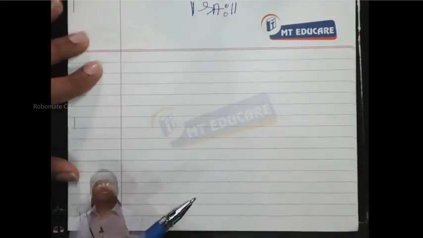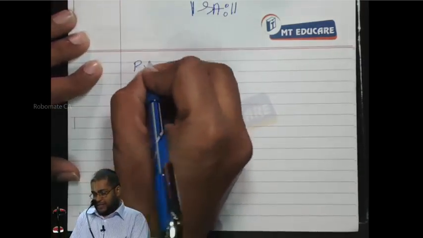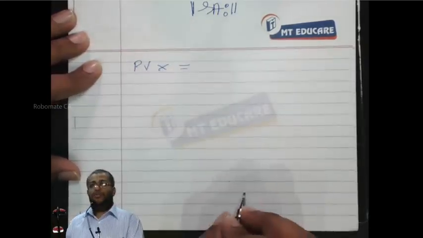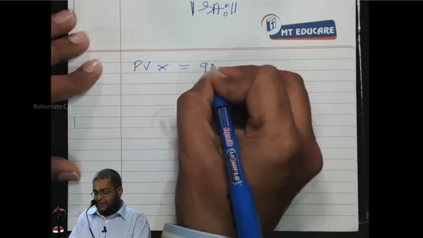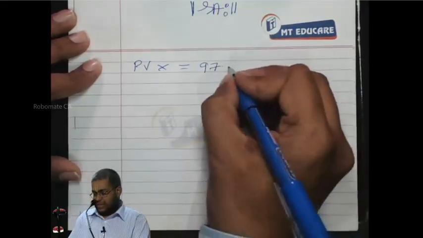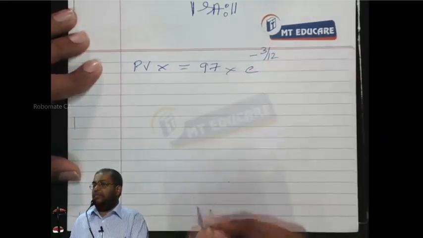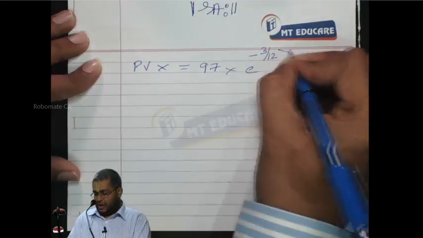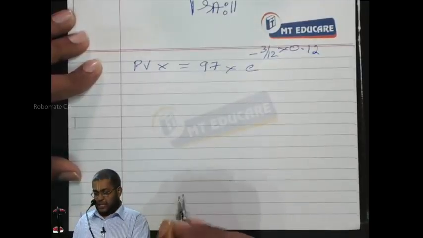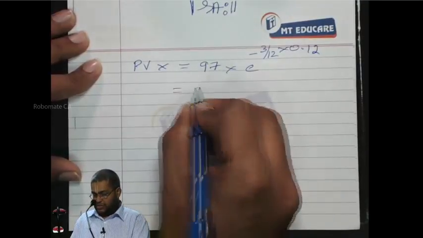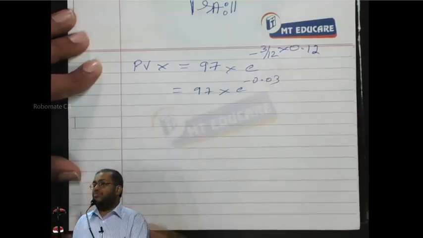Now, for that we have to first calculate PV of X. We have to calculate present value of strike price. Write down. Present value of strike price is equal to PV of X is equal to, if I am right, strike price 97 into e power minus T. T is how many months here? 3 months, means 3 by 12 years, into R, which is 0.12. Now, 97 into e power minus 3 by 12 into 0.12, which is equal to 97 into e power minus 0.03. Yes or no?